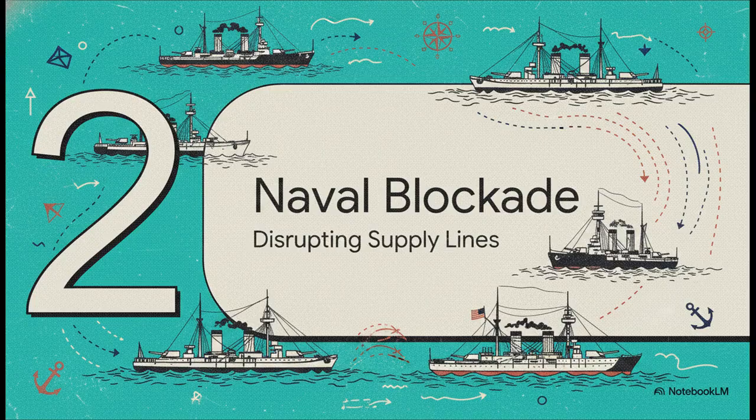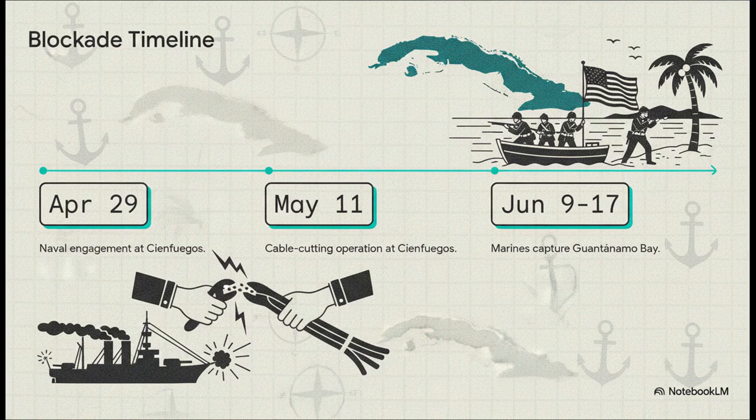Section 2. Naval Blockade of Cuban Ports. Let's look at how they actually disrupted those supply lines. What's really striking here is how methodically the fleet dismantled Spanish infrastructure. This was absolutely not just some passive patrol of the waters. Look at this timeline. By April and May, vessels under Commodore McCulloch weren't just blockading Cienfuegos, they were executing highly dangerous, specialized operations. They physically cut the underwater telegraph cables linking Cuba to the outside world.